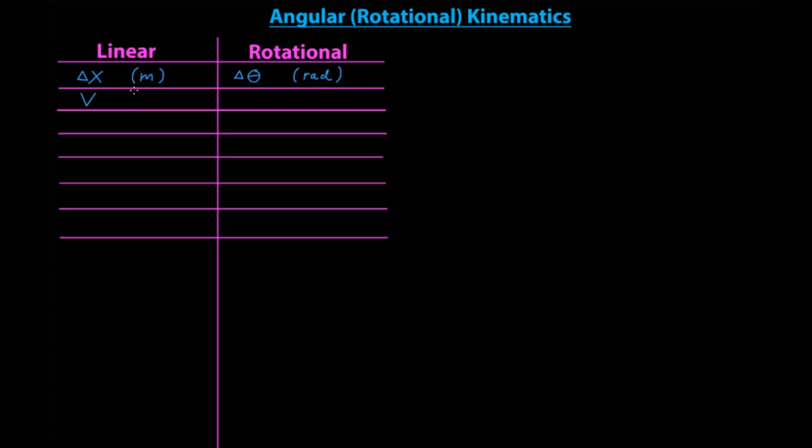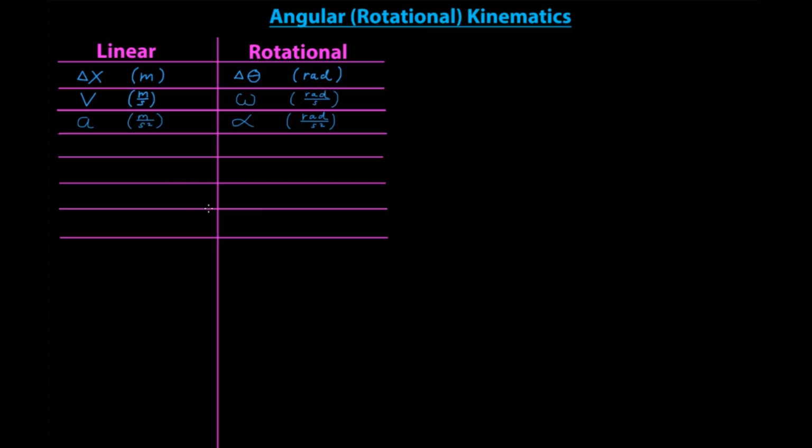We have linear velocity, which had the units meters per second. We had angular velocity, which had the units radians per second. We had linear acceleration, which had the units meters per second squared. Again, linear acceleration is the most important variable in linear physics. We have angular acceleration, which had the units radians per second squared, and unsurprisingly, is the most important variable in angular physics.